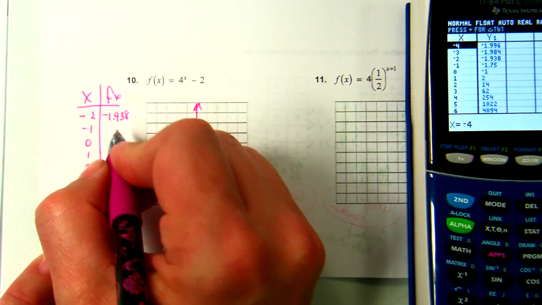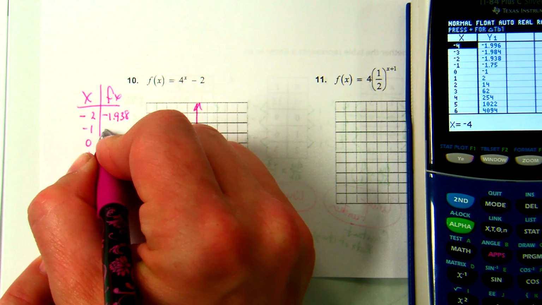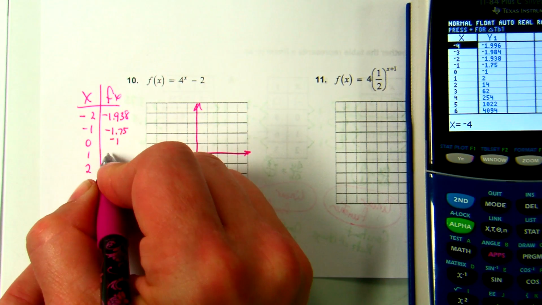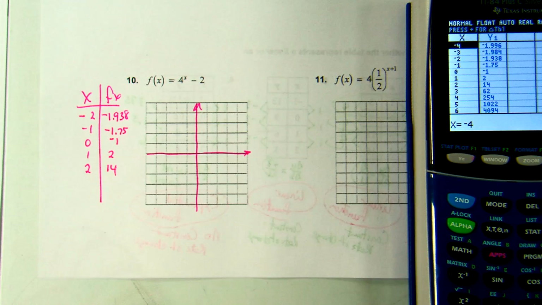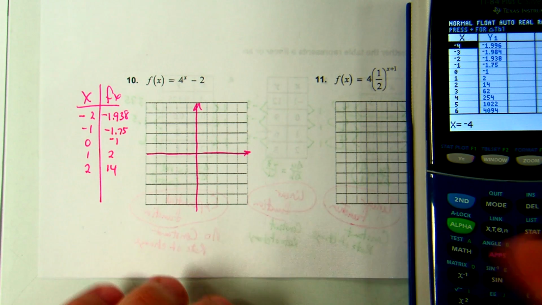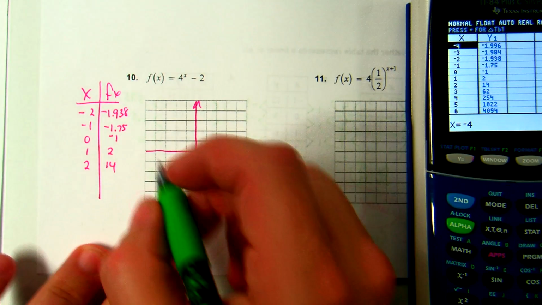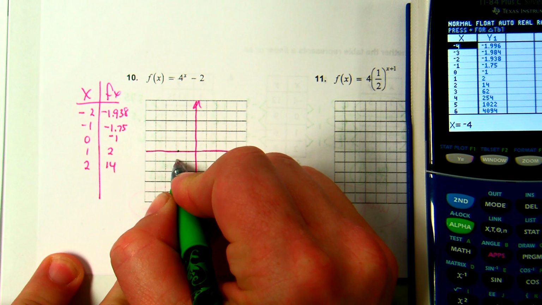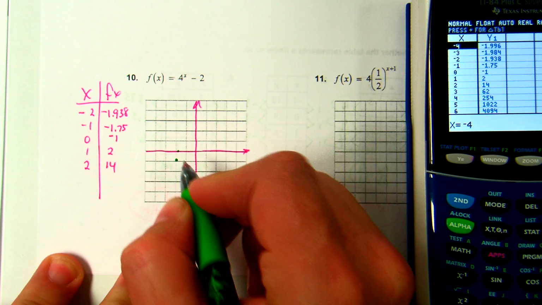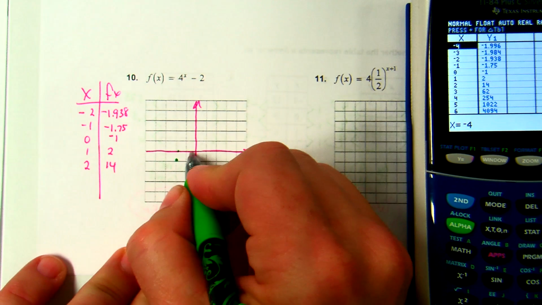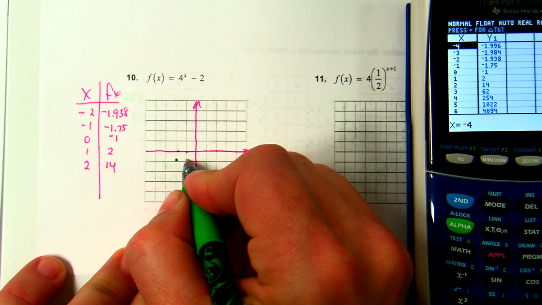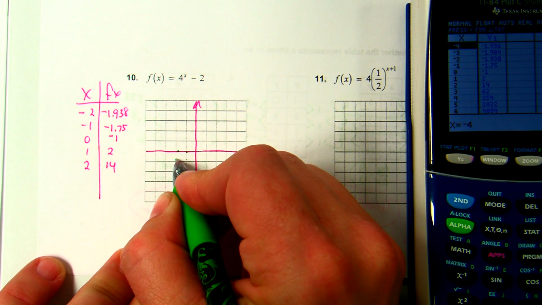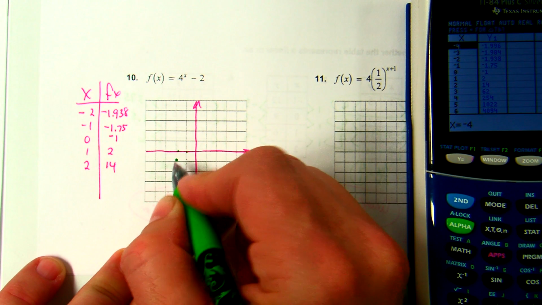All right, and then at negative 1, it's negative 1.75. At 0, it's negative 1. At 1, it's 2. At 2, it's 14. Let's plot some of these points and see if we can make it look like the graph we saw on the calculator. So at negative 2, I have a negative 1.938. I'm sorry, it's supposed to be 9.8. I went to 9.938, not 1.938.